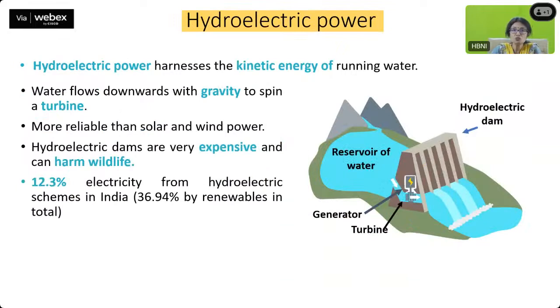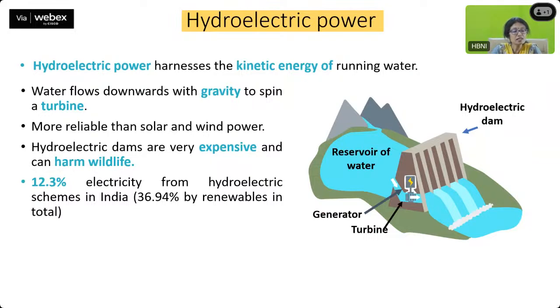And hydroelectric power is one of the oldest forms of renewable energy which has been harnessed. So hydroelectric power harnesses what? The kinetic energy of running water. Water flows downwards with gravity and then it spins a turbine. And it is definitely more reliable than solar and wind power because you are not switching it on and off. Hydroelectric dams, however, are very expensive and we all know they can harm wildlife. So obviously, a lot of human-related issues are associated with hydroelectric power.